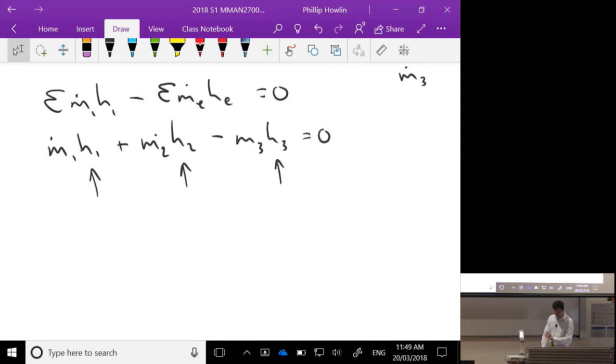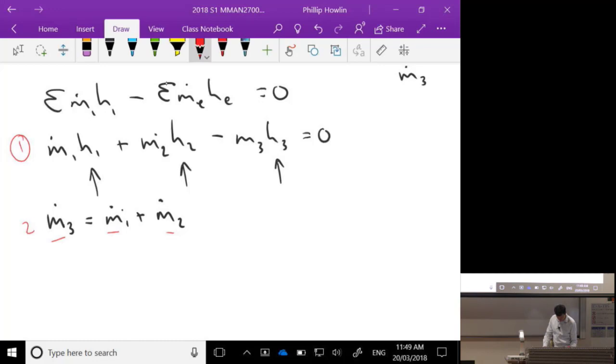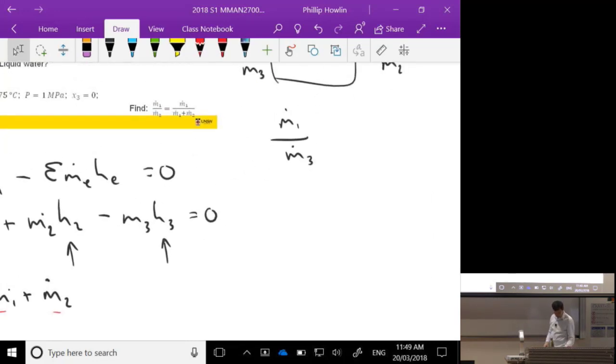And you also need mass conservation. So you need mass 3 equals mass 1 plus mass 2. Your inlets must equal your outlets, otherwise you're accumulating mass or reducing the mass in your system. And so you've got two equations and three unknowns. You find you can't find a solution for what mass one and mass two are, but you can find a fraction for mass one and mass two.